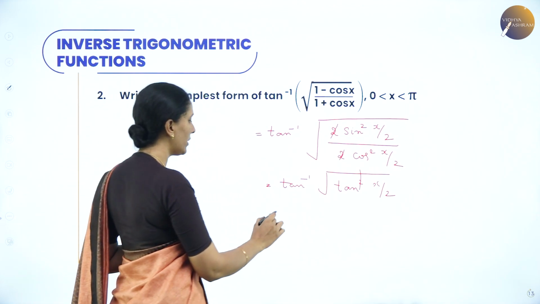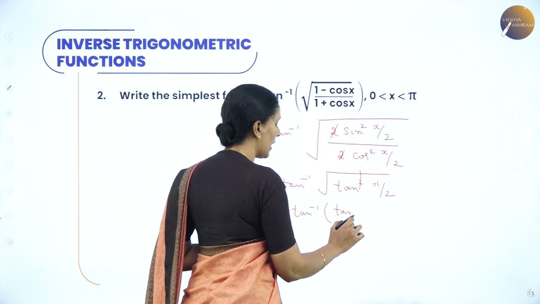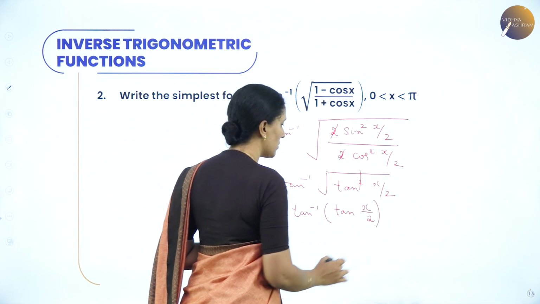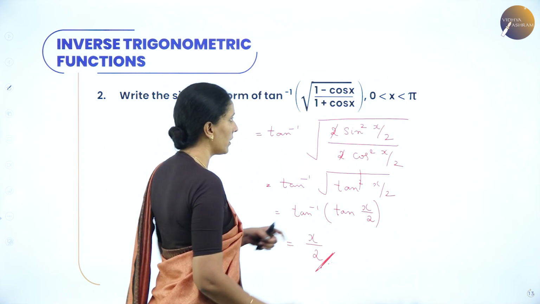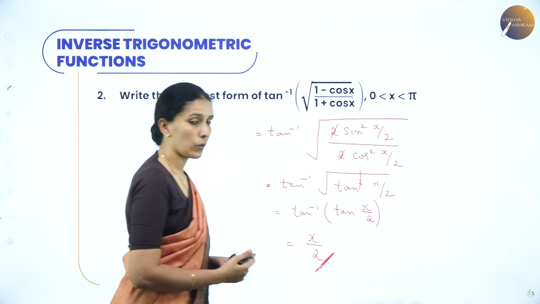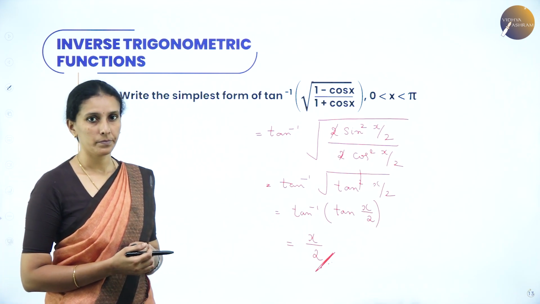So, again square root and square get cancelled. So, we are left with tan inverse of tan x by 2. So, therefore, it is x by 2. Given here x lies between 0 to pi. So, therefore, we can directly write it as x by 2.